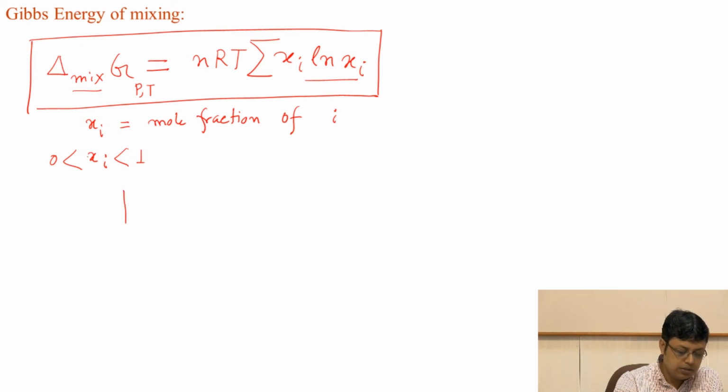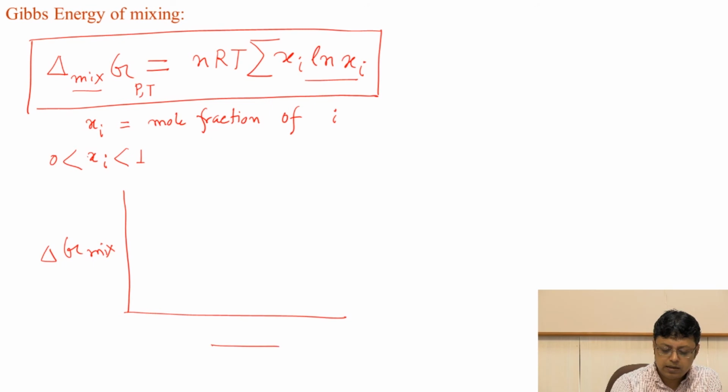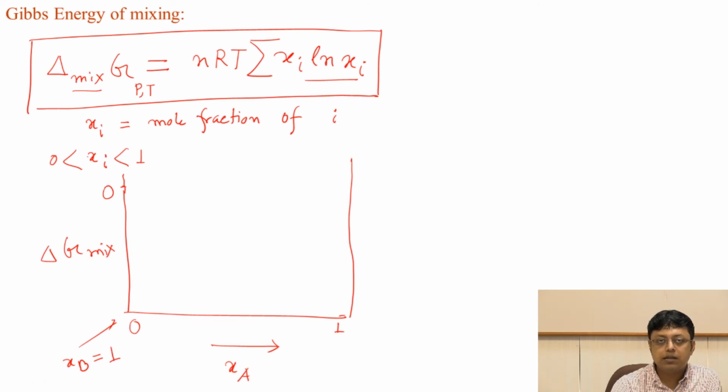So if we want to plot how the delta G mixing looks, say for a two component system where I have Xa and Xb, suppose we are varying Xa. The minimum value of Xa can be 0 and the maximum value can be 1, and the delta G should start from 0, because when Xa is 0, Xb is 1. So it's a pure component, which is basically pure B.